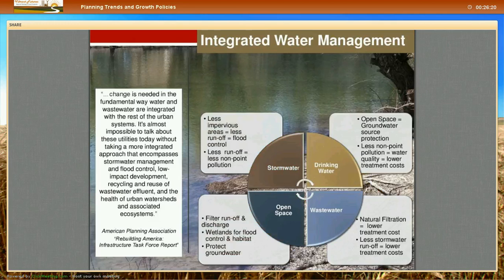This slide illustrates a system thinking approach to integrated water management. As noted in this slide, if different infrastructure components such as stormwater management, wastewater facilities, drinking water systems, and open space are managed in an integrated fashion, there are numerous benefits. Some of these benefits that are listed on the slide include lower water treatment costs, flood control benefits, better water quality, and improved fisheries. When the system is viewed from a watershed perspective, these benefits are multiplied many times over.